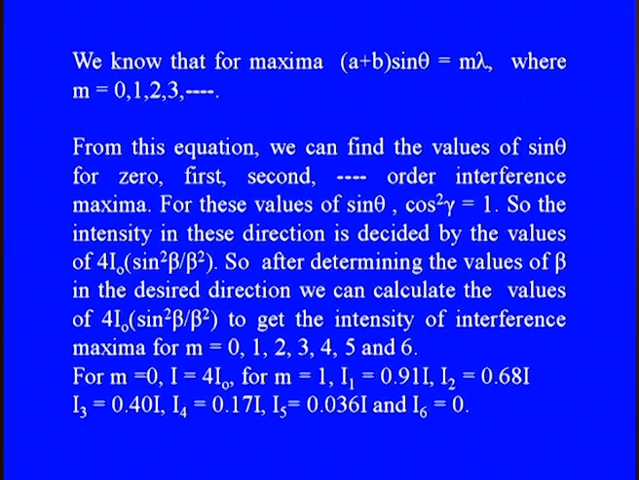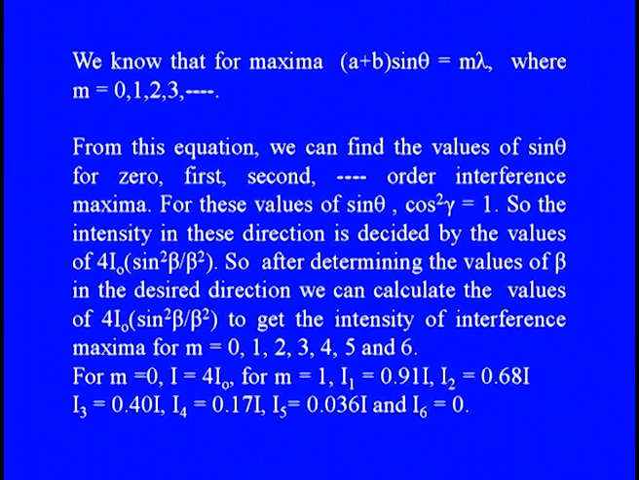So intensity in these directions is decided by the value of 4 I naught sin square beta by beta square. So after determining the values of beta in the desired direction, we can calculate the values of 4 I naught sin square beta by beta square to get the intensity of interference maxima for m equal to 0, 1, 2, 3, 4, 5 and 6. For m equal to 0, I will be equal to 4 I naught.